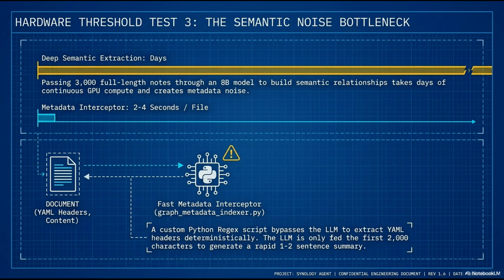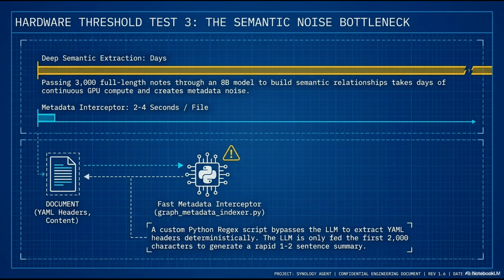Right. And only after the strict metadata is secured does he invoke the LLM. He truncates the document, taking only the first 3,000 characters of the note, essentially just the introduction, and feeds it to Ollama. Okay, and what does he ask it to do with that? He uses a highly constrained, strict prompt. Give me a brief description of this content in exactly 1 to 2 sentences. Do not use filler or introductions. So instead of asking the neural network to map every single conceptual relationship in a massive document, he just asks for a fast, cheap executive summary of the opening paragraphs.